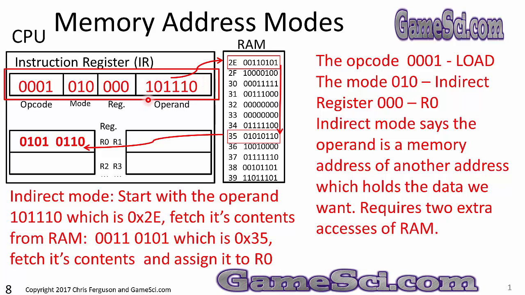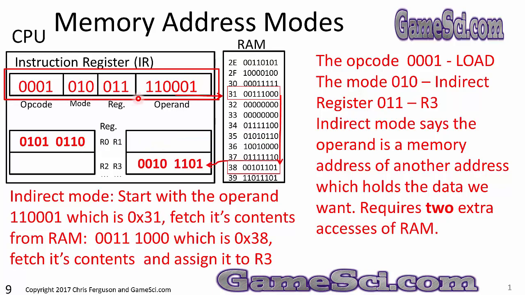Indirect mode says go to this address. From that address, go to this address, grab the contents of this address and move it into register 0. Now, why did it go into register 0? Because the 3 bits in the register part of the instruction register said use register 0. Did you see the 2 fetches from RAM? The first fetch was this location. The second fetch was this location into register 0. That's indirect mode.